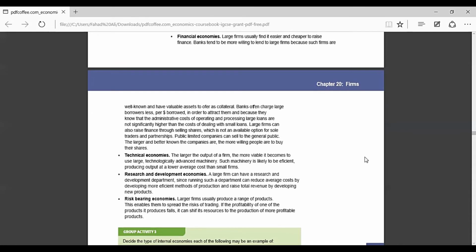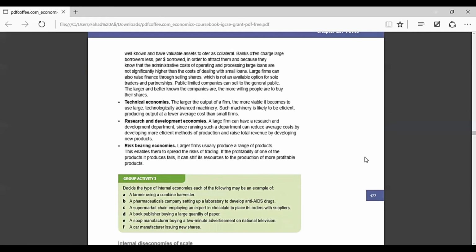Financial economies: big businesses have a lot of places from where they can borrow, from where they can get investment, from where they can have loans. Even banks are ready to give them loans. Why? The reason is that banks know very well that it is not risky to give loans to this business.